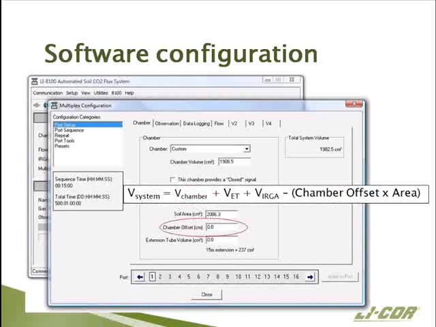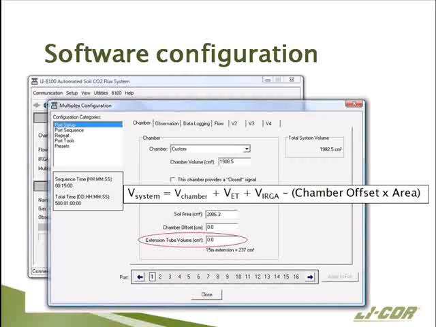The chamber offset becomes meaningless in this situation. So in its normal application, the chamber offset's used to correct for the volume either added or displaced by the soil collar. But in this case, we're dealing with a sealed chamber, and so the chamber offset becomes meaningless. And so this is always going to be 0 for your measurements.